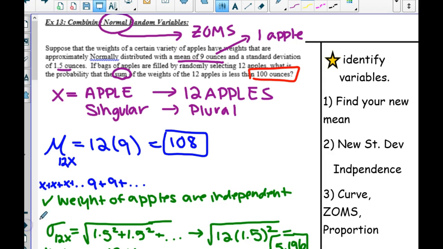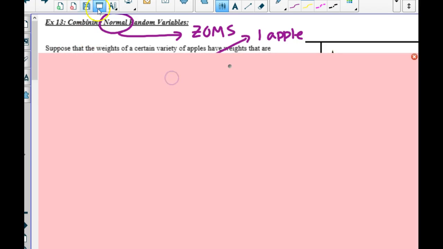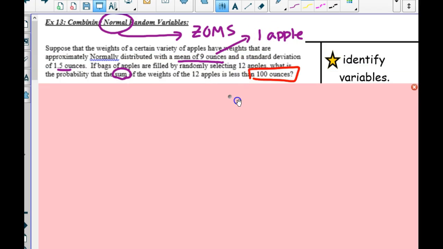All right, moving on. Combining normal variables, the weights of certain apples. Okay, so, the big thing is I circled normal. Whenever you see normal, again, right away, click in your head, ZOMS. I'm talking about 1 apple, but I'm moving from singular to plural to 12 apples now. Okay, it does say the sum, so we know that we're going to be adding.